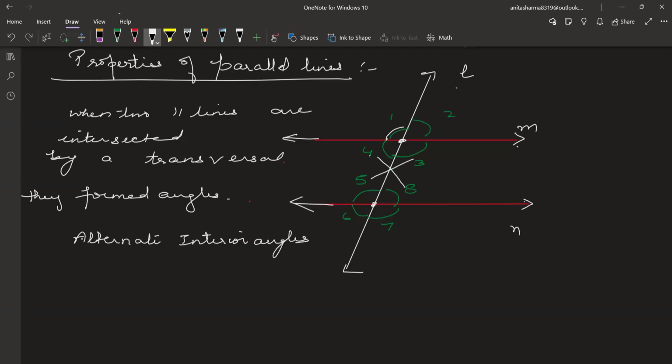Is it something we need to remember, or can we prove it? Yes, you can write this by putting a cross right down inside. So angle 4 will be equal. Can we prove how it is equal? Yes, we can prove it also. I will show you the proof. Okay, don't worry.